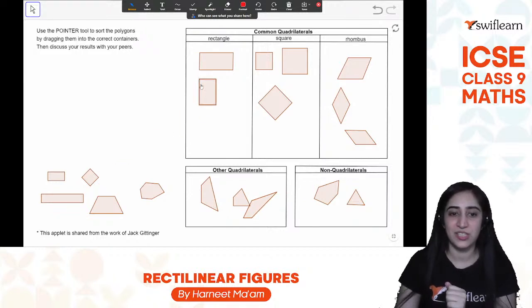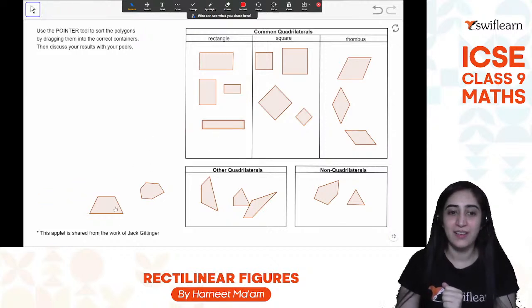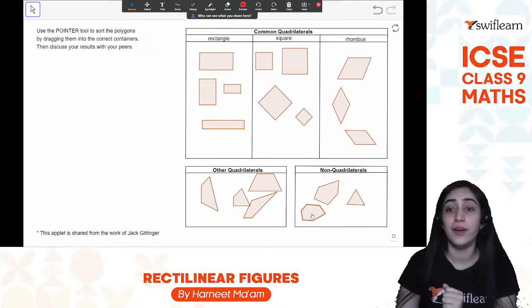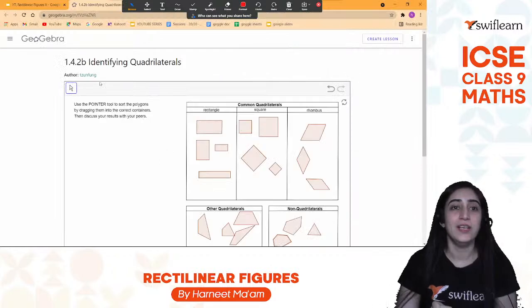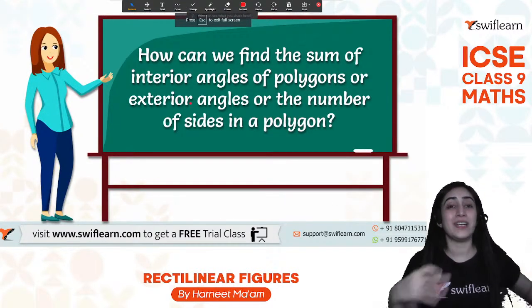How about this? Rectangle. This one, everybody? Very good. Square. This one? Rectangle. Very good. This one? Yes, rectangle. This one is a trapezium. Yes, we just discussed this. How about this? This is the other quadrilateral because it does not have all the sides equal. Superb, guys. Great job.